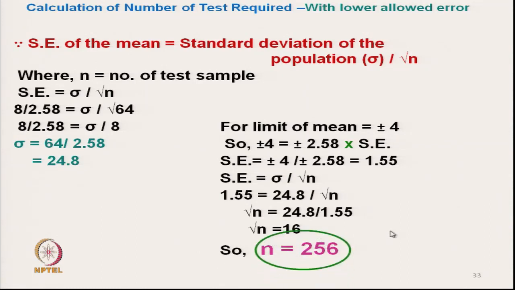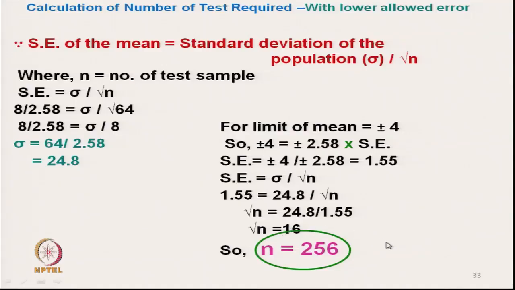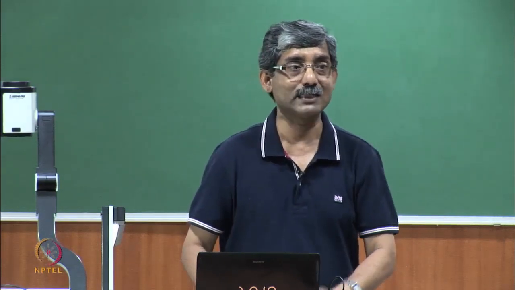This is the number of samples that should be tested to have the limit of plus minus 4 for the same population. That means, from plus minus 8 error, where we required only 64 test samples, when we change it to plus minus 4, the number of samples required is 256. That means, if we take 256 samples, with that 99% confidence level, we can tell that the error will be maximum plus minus 8.